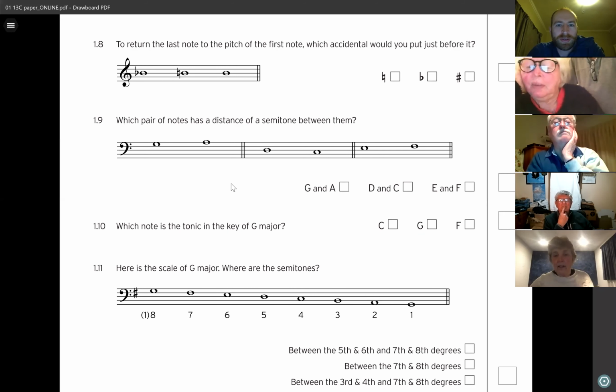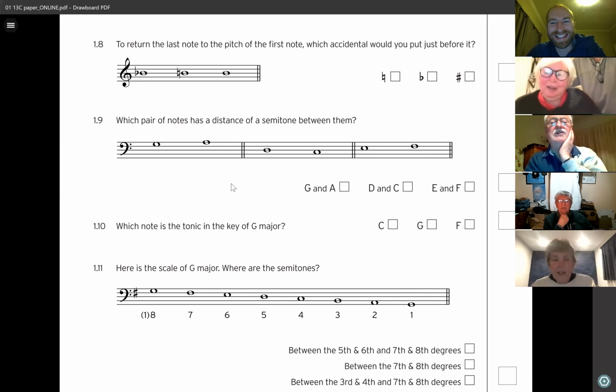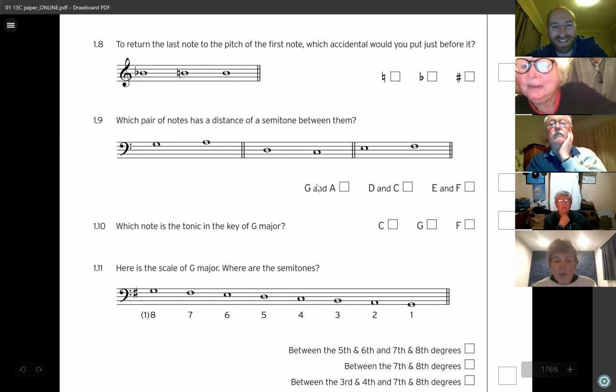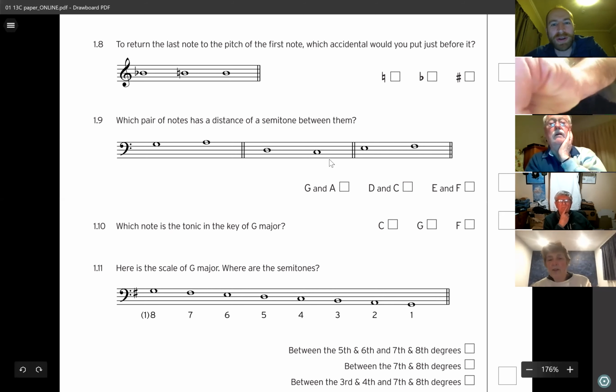The first one doesn't have a semitone between them. The first one is not E to F, but E and F is the correct answer. It's bass clef. I don't know why they had to have the picture there. We didn't need the picture, though, did we? You don't even need to work out the notes. They've given them to you.